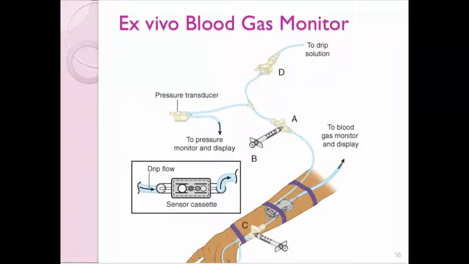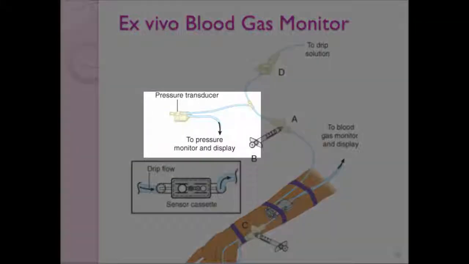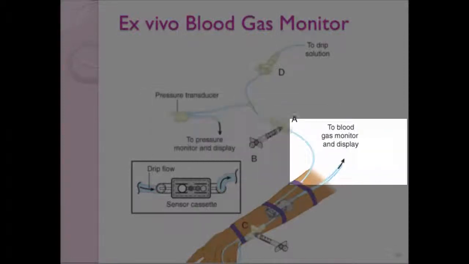So this is figure 18-14 on page 403. This is a schematic of an extra-arterial system. And so you see that it looks very similar to an art line, and in fact it is similar to an art line in that you have pressure measuring capabilities here by the pressure transducer. But in addition, you have the blood to the gas monitor and display.